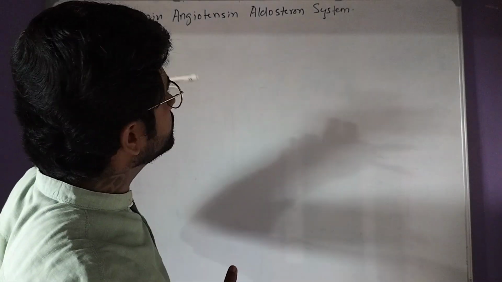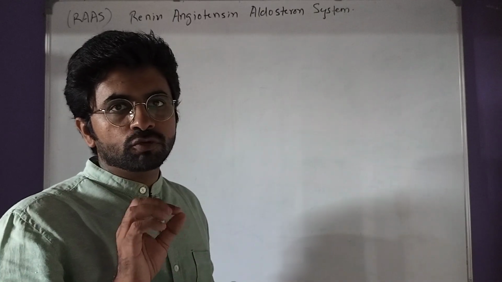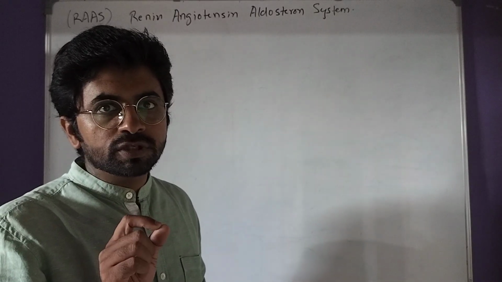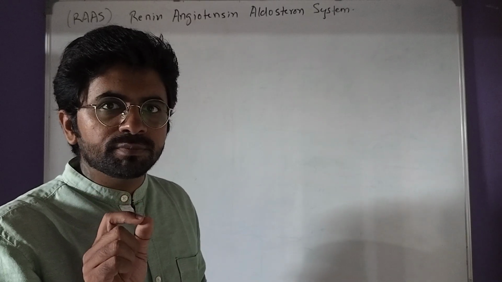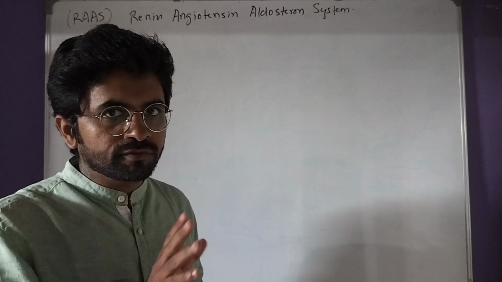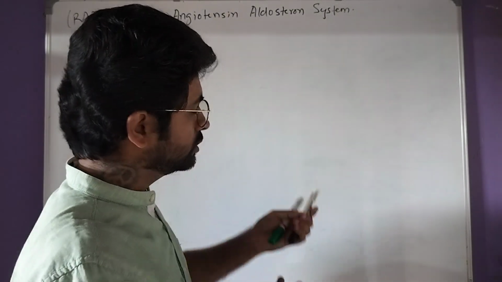Before understanding this pathway, we have to look at what is GFR, that is glomerular filtration rate. Now, whenever the word rate comes, it means something per unit time. So we will try to understand what is GFR first, and then we will move to RAAS.